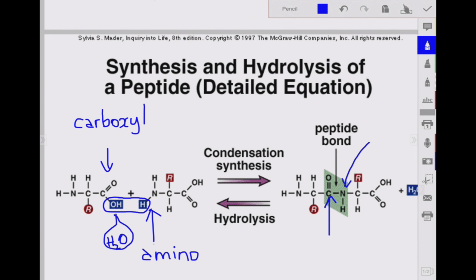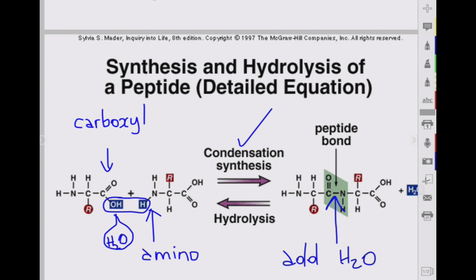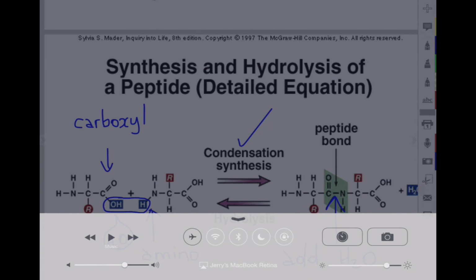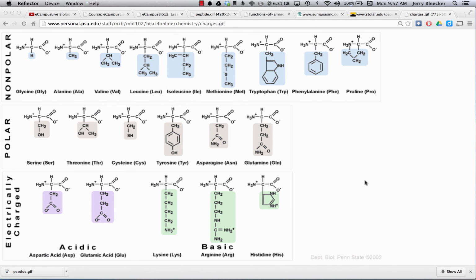Alternatively, introducing water at this point, right here, if we add a water molecule, what we can do is cleave that peptide bond and go back in the other direction. So it's fully reversible. Neat little animation for you to take a look at. It's straight off the course site. Let's see if I can. There we go. That was actually efficient this time.